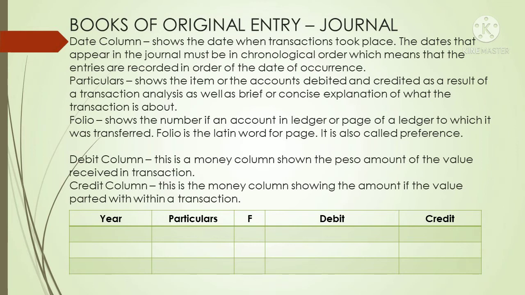Folio is the Latin word for page. It is also called a reference. It means that in the folio, as I explained earlier, the journal is the book of original entry, and the record is transferred to the ledger for final entry, okay? So from the journal, in the general ledger, you put in the folio the page of the general ledger where you will see the transaction as a final record of entry. You will understand as we go along.